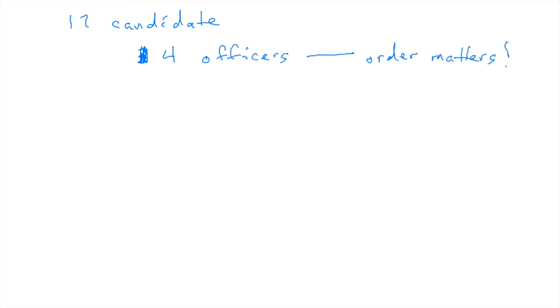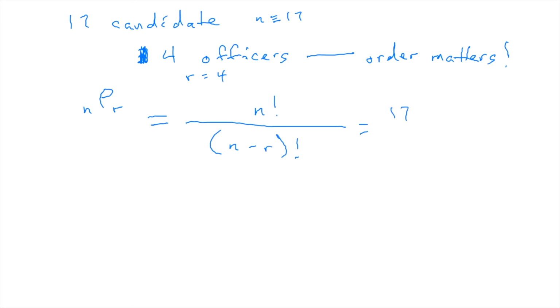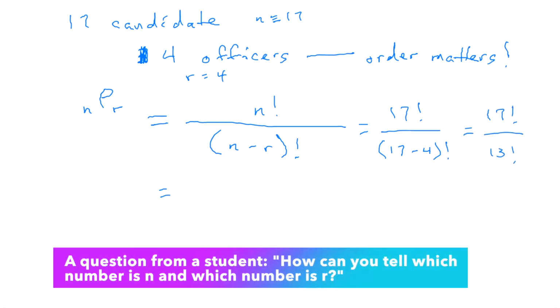So what's our formula? Our formula is NPR. And we noticed that N equals 17 and R equals 4. The formula for NPR is N factorial over N minus R factorial, which is 17 factorial over 17 minus 4 factorial. It's a huge number. They grow really, really fast. And so you put it in the calculator, which is N and which is R. You're choosing, we're arranging 4 candidates.